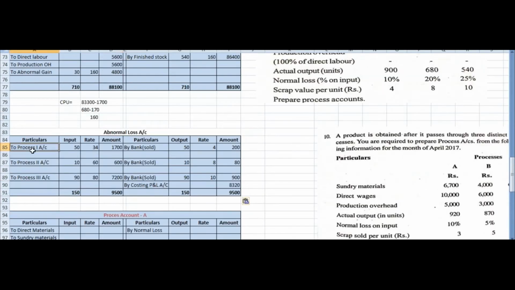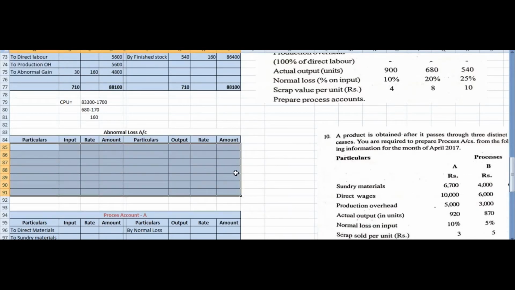Not this one. Okay, here it is. You just check, I will delete all this part. Now tell me, in which process does the loss come for this question? A, B, C, three processes are there. In three processes, which process is having a loss, abnormal loss?